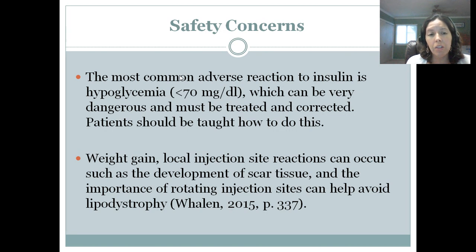Weight gain is another possibility. Local injection site reactions can occur, such as the development of scar tissue, and the importance of rotating injection sites can also help avoid lipodystrophy, which is a maldistribution of fat tissue in our bodies.